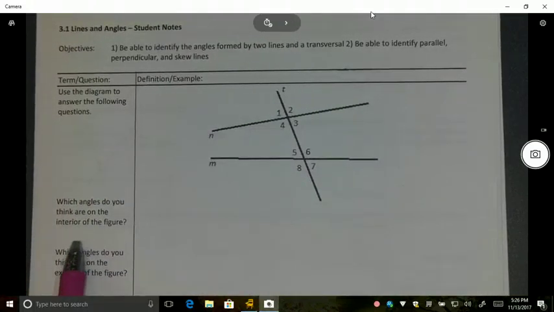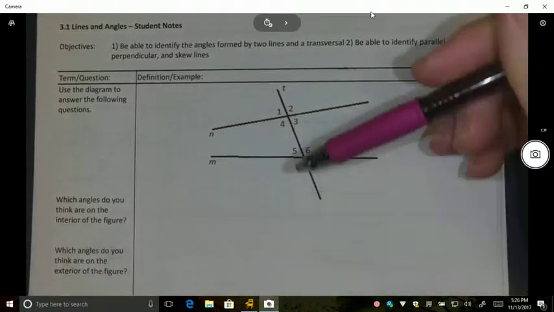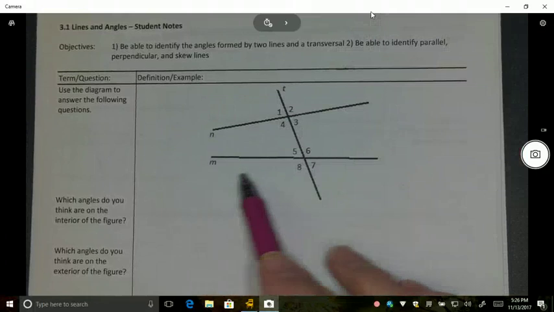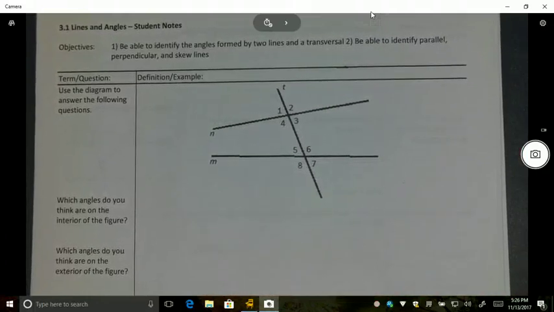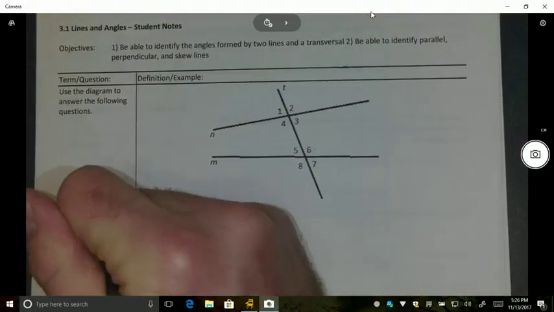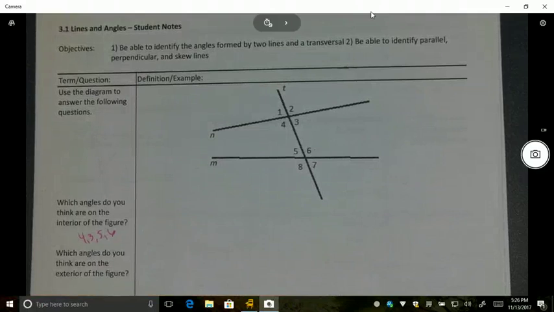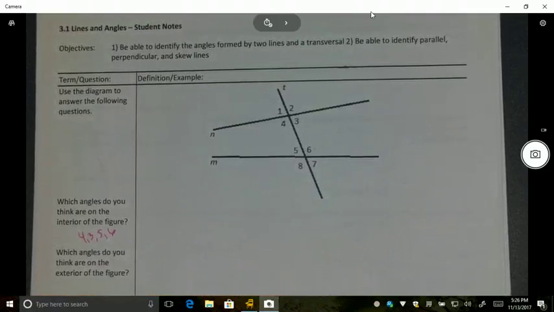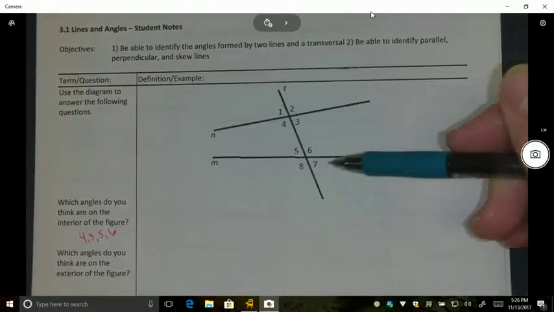Which angles do you think are on the interior of the figure? So we have this line and we have these lines, and then there's certain angles that tend to be inside of those. Inside of those we have 4, 3, 5, and 6, which do appear to be on the exterior, 1, 2, 8, and 7.